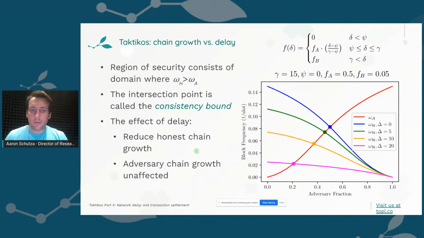Now, the punchline here is that the delay reduces honest chain growth while leaving the adversarial chain growth unaffected. And we have this consistency bound that acts as a defining point of where the security of the blockchain can be guaranteed.